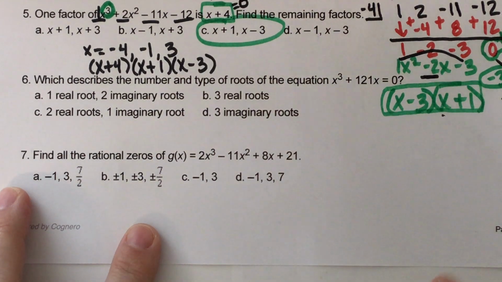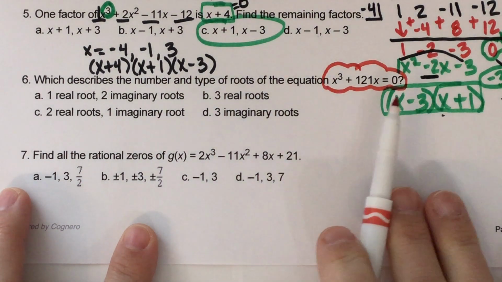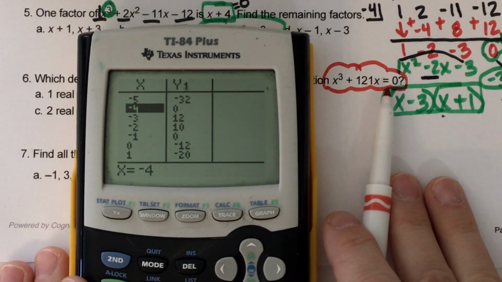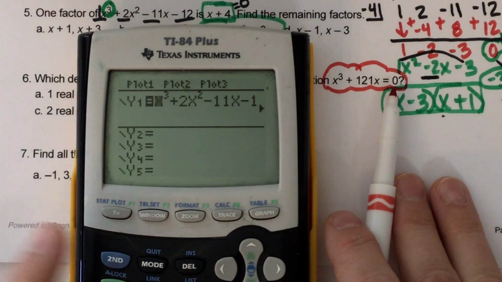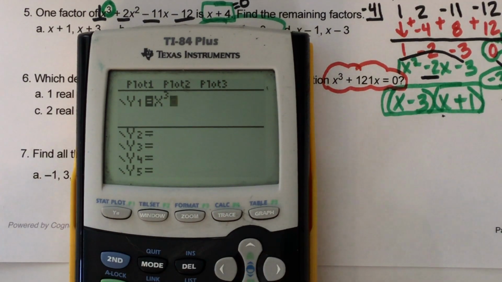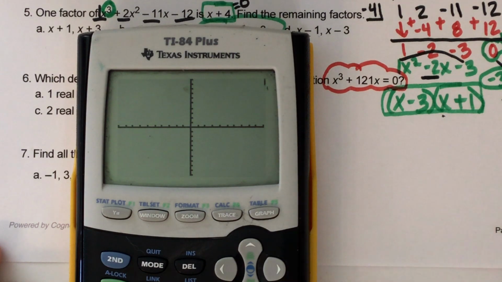It wants to know the number and types of roots to this. Okay, so I'm going to put this equation in. Make sure it always says equals 0 or equals y or equals f of x. If it does, you're ready to type it in. So I've got x cubed plus 121x. Okay. So this is supposed to have 3 answers.